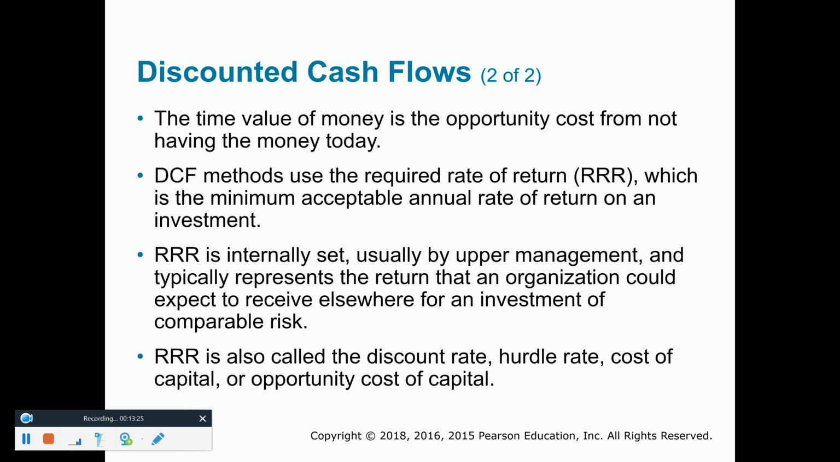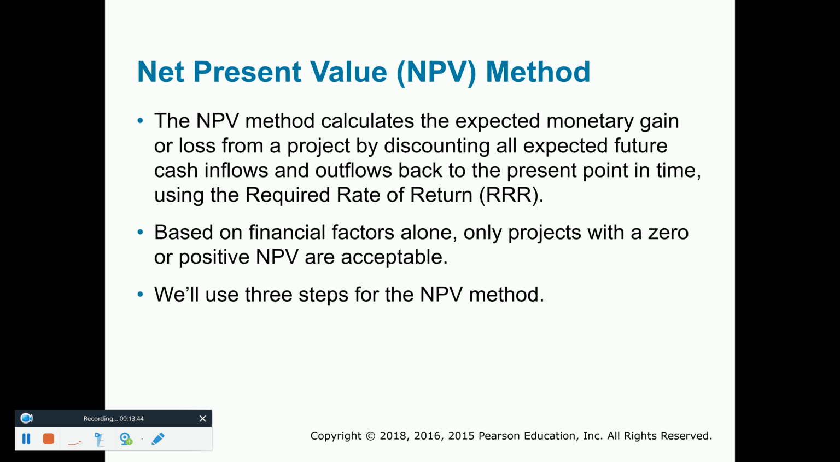But basically, the required rate of return is what we would earn on our investment in the future should we invest somewhere else. Okay, and that is typically considered the going interest rate in the current market. All right, so required rate of return is important when we are considering bringing everything back down to present value. So the net present value will certainly calculate expected monetary gains and losses from a project by discounting all future inflows and outflows back to present value. Only projects with, at a minimum, zero or a positive net present value are acceptable.